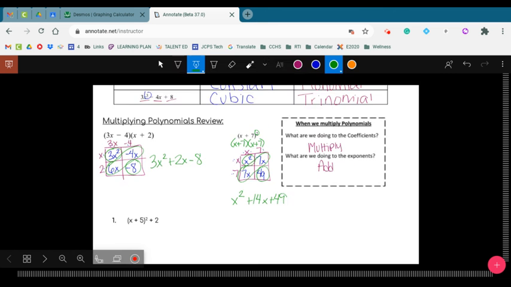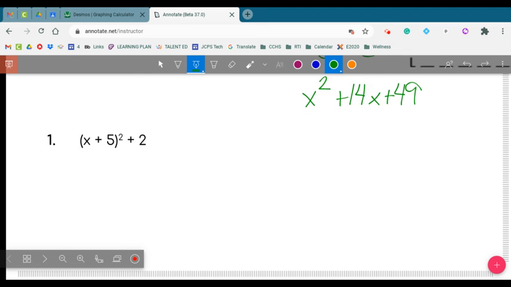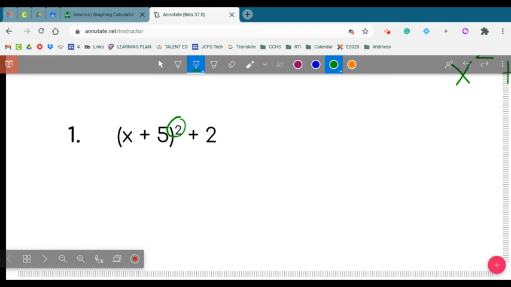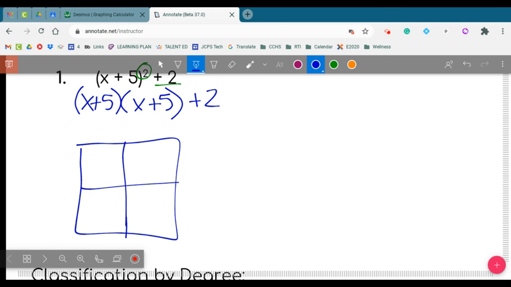Now we're going to go a little bit more in depth. So this first one, we have x plus 5 squared, and then this added 2. We're going to add the 2 at the very end. So we need to write this twice, and keep the add 2 at the end. So we're going to multiply these 2 polynomials. x and 5, x and 5. And then I'm going to put this plus 2 right next to the side because I know I'm going to have to combine it with that last term.